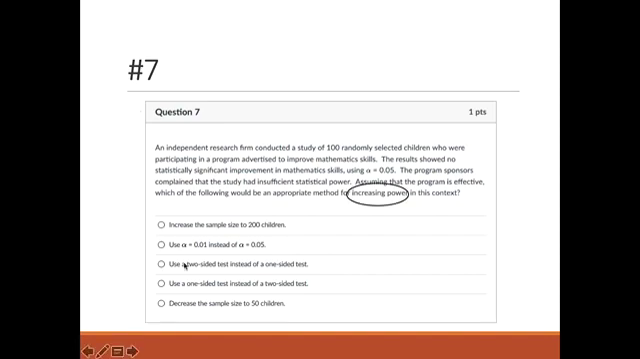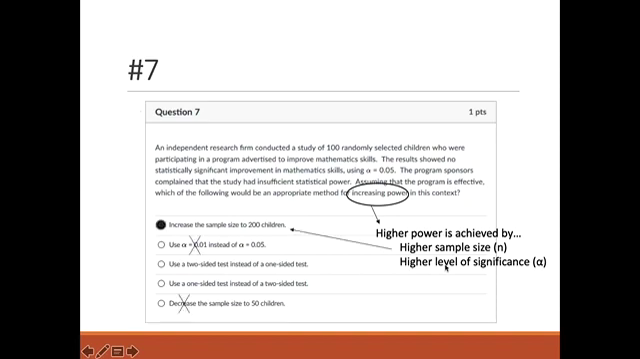So last, same thing here. This is similar to a previous question. We're interested in increasing the power in this context. So remember, what increases power? Higher power comes from higher sample size or higher levels of significance. So notice, I don't want to go from a 5% level to a 1% level. That would decrease alpha. That would decrease my level of significance. That would lower my alpha. That would rather lower my power.